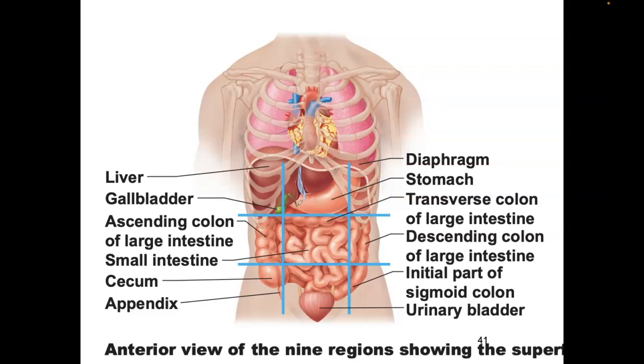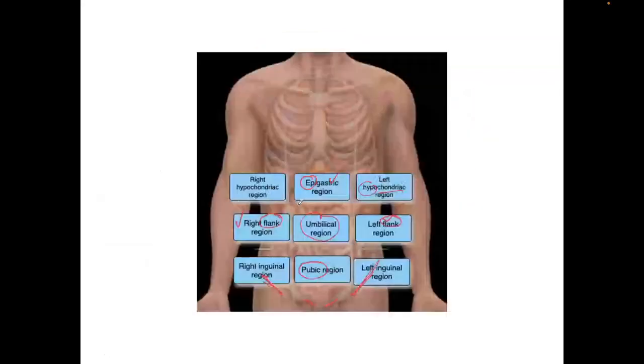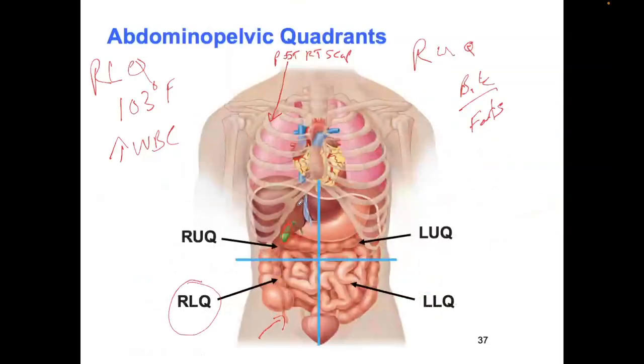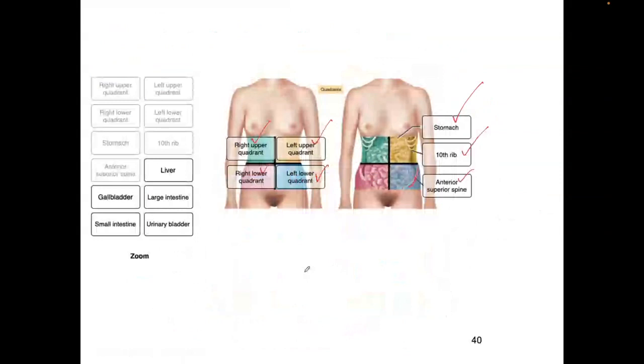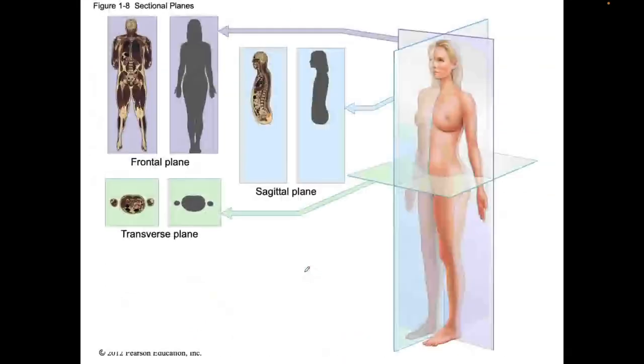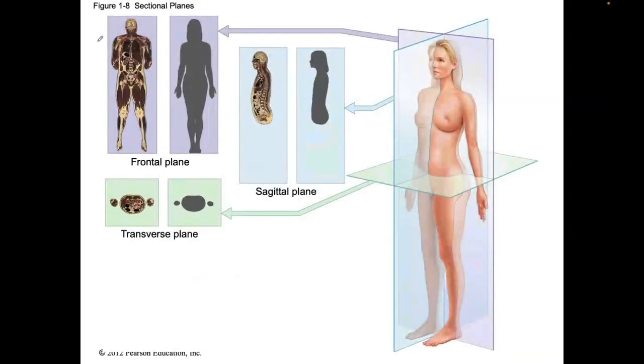Okay. In terms of organs, most people refer to the quadrants. You'll see on most nursing and physician paperwork, they'll refer to right upper quadrant or right lower quadrant more so than they do the regions. Okay, good place to take a break. When we come back, we'll finish up with planes and cavities.